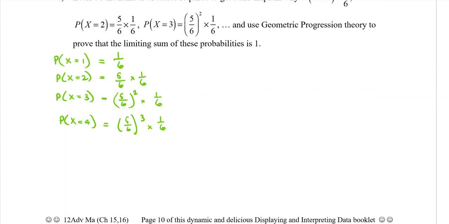Now, what is this actually doing when I look at these things here? It says, use geometric progression to prove that the limiting sum of the probabilities is 1. If these are the terms of my series, every term is getting multiplied by an extra 5 over 6. So it's a GP.